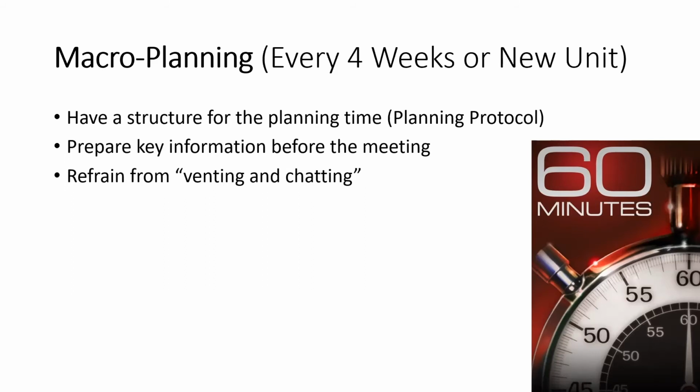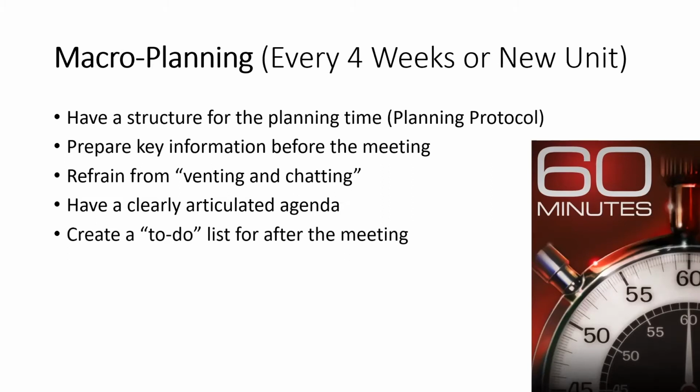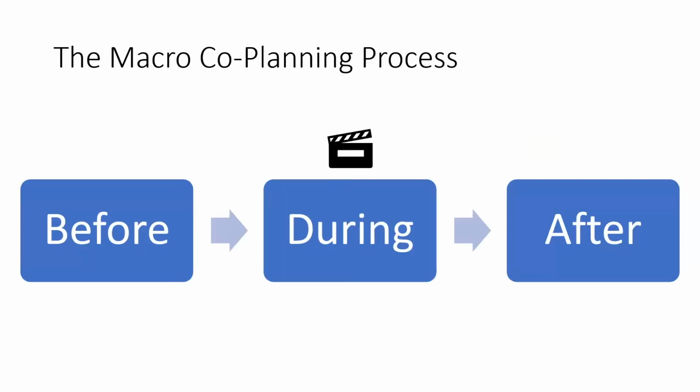Being that you only have 60 minutes, you want to refrain from venting and chatting during this time. If y'all want to vent about some things going on, you might have to do that on the phone in the evening, but not during this 60-minute time. You want a clearly articulated agenda so you can meet these points. And you want to create a to-do list for after the meeting, because you're just meeting once a month. So, things we're both going to agree to do to be prepared for the next few weeks of instruction.